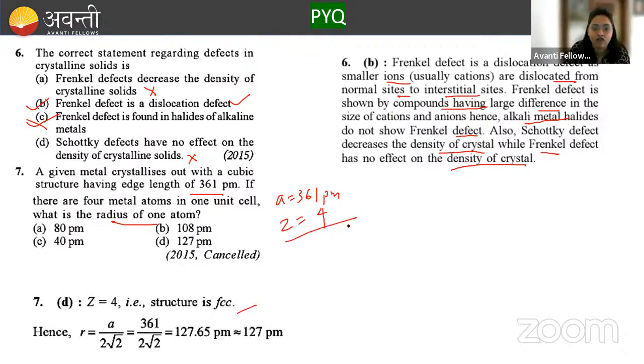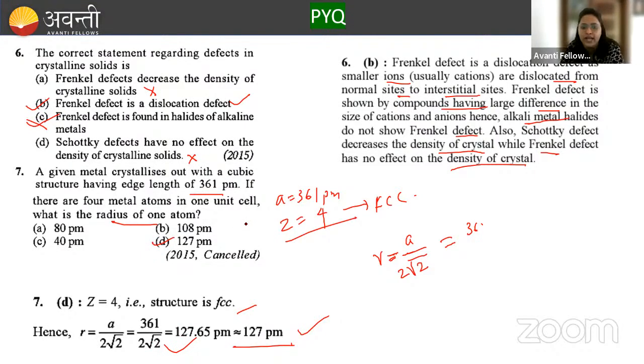Since यहाँ पे Z क्या है? 4 है, तो ये क्रिस्टल लैटिस कौन सा है हमारा? FCC. Number of atoms are 4. So this structure is FCC. So for FCC, what is the relationship between edge length and the radius? This is the relation: R is equal to A upon 2 root 2. So A का वैल्यू दिया हुआ है 361. पुट करो वैल्यू, कैलकुलेशन करो, आपको वैल्यू मिल जाएगा 127 पिकोमीटर. Right? Yeah, very good. Next problem.